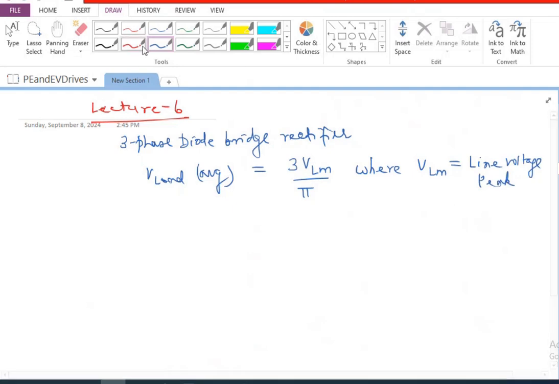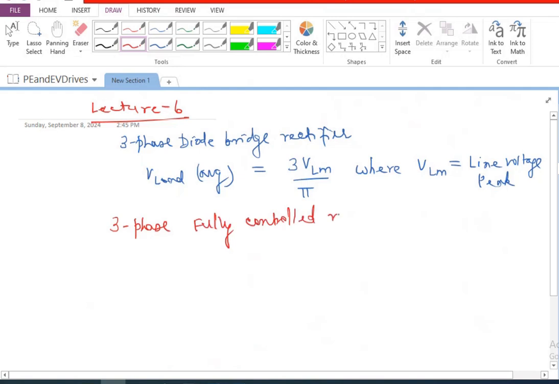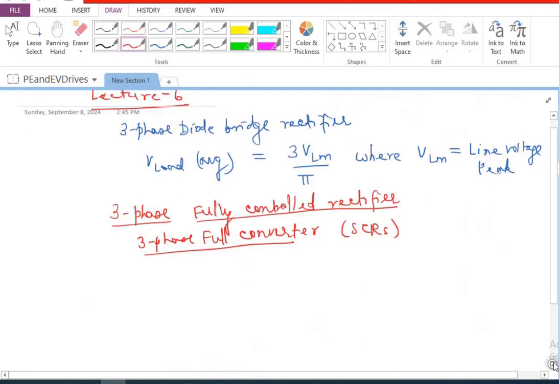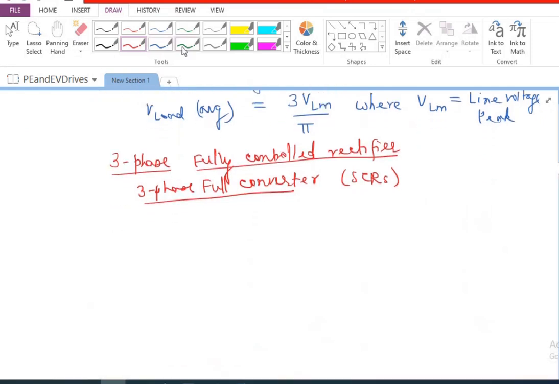So today we are going to discuss the three-phase fully controlled rectifier, or we are going to call this a full converter. Three-phase full converter. Which means we are going to have control in the positive side as well as the negative side, negative half wave as well as positive half wave. So this will be made up of SCRs. So we are going to have 6 SCRs connected in bridge fashion.